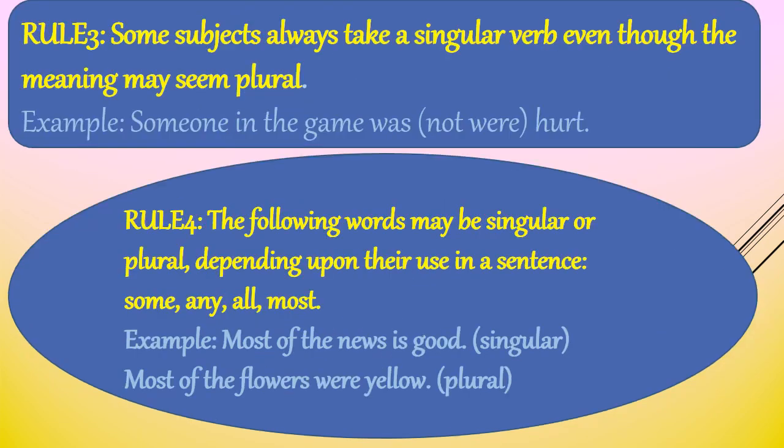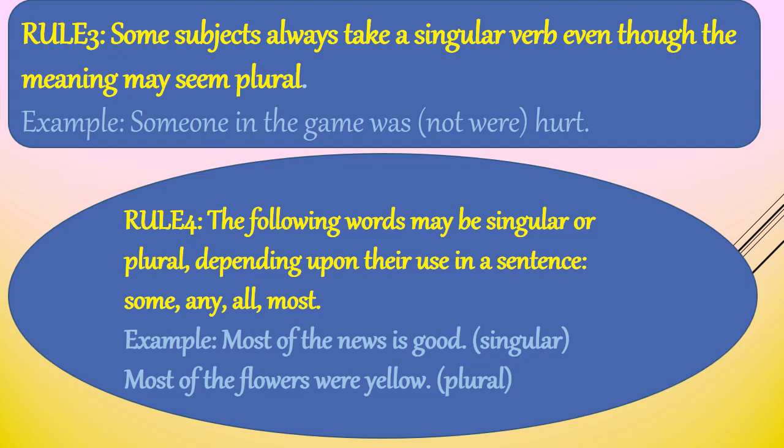Rule 3: Some subjects always take a singular verb even though the meaning may seem plural. For example, someone in the game was, not were, hurt. Anyone, someone, somebody, something, anything. With these words we always use the singular form of the verb.